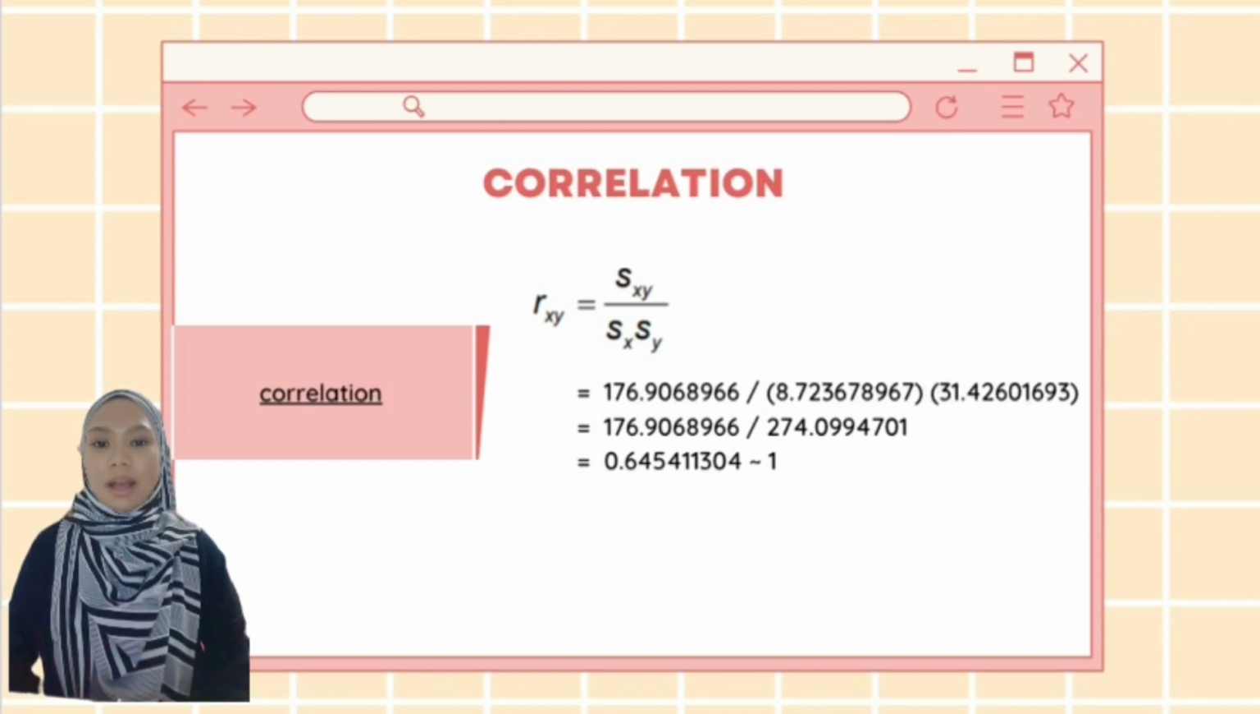This is the step. How can we get the correlation? We have to divide the sample covariance with the standard deviation of x, multiply with standard deviation of y. After that, we will get the answer 0.645 for 11304. This answer approaching the 1. Therefore, we can say that there is a strong positive relationship between number of visit and number of purchase order. That's all from me. Thank you.